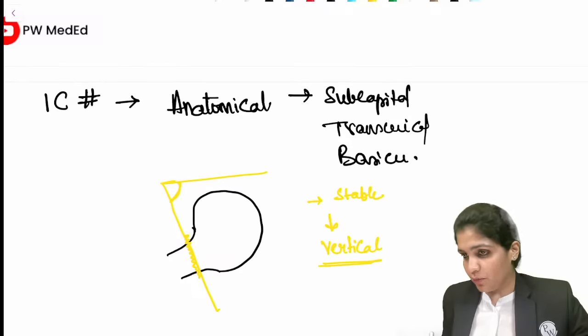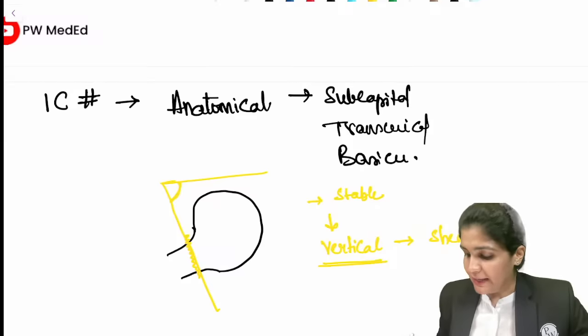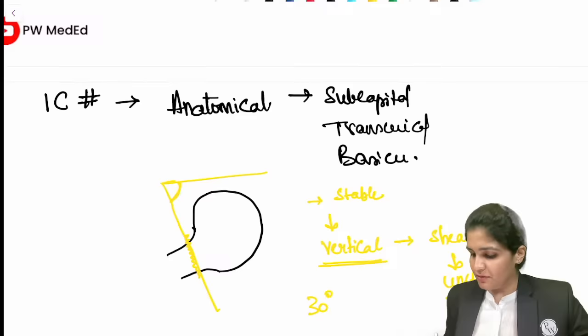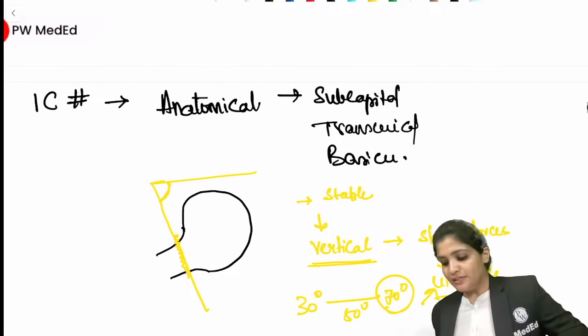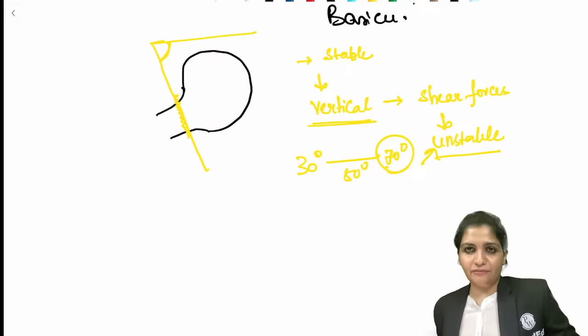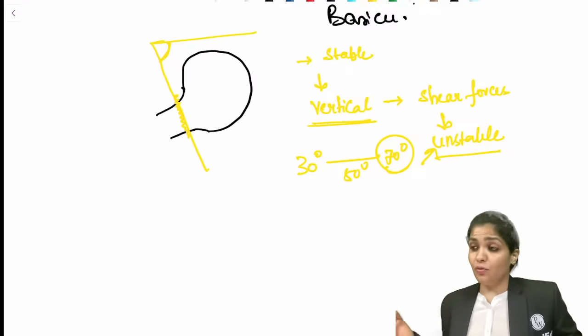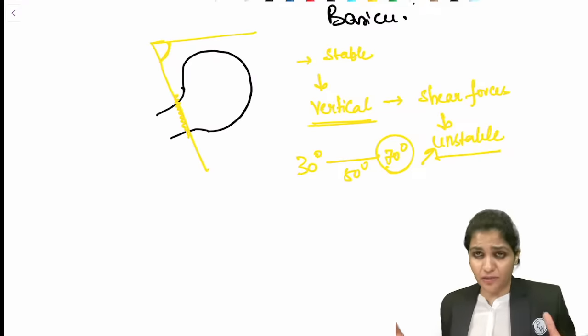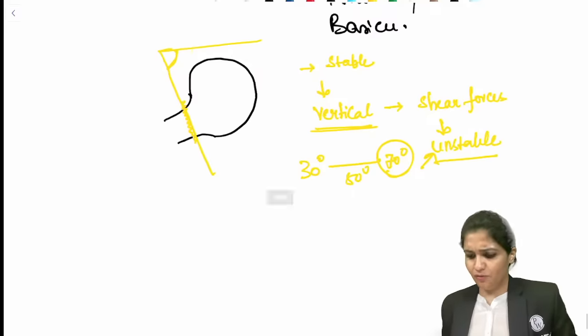Whenever I say the word more vertical, that means there are shear forces acting on it, and this will make the fracture unstable. So Pauwels is increasing from 30 to 70 degrees, so Pauwels is 30, 50, 70, right? 70 is unstable. The inference which we draw from the Pauwels is it is unstable. The more vertical the fracture, the more unstable it is. If it is more unstable, there are more chances of avascular necrosis. That is the inference we draw from Pauwels.